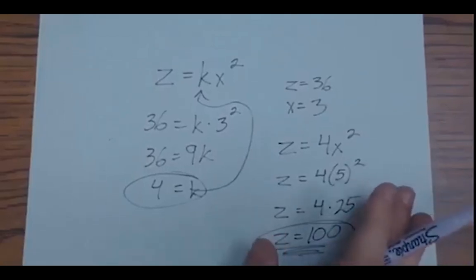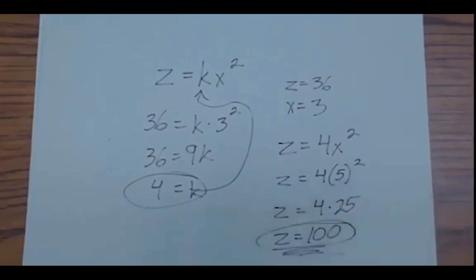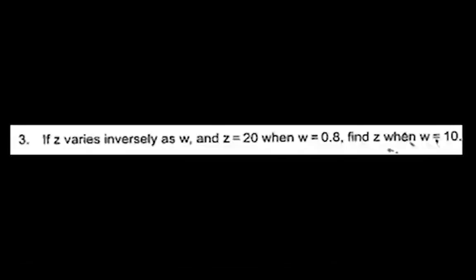Now, if direct variation is multiplying after the k, inverse variation is going to be dividing by the k. And number 3 here, z varies inversely as w, and z equals 20 when w equals 0.8. Find z when w equals 10. We're going to break it down the same way.